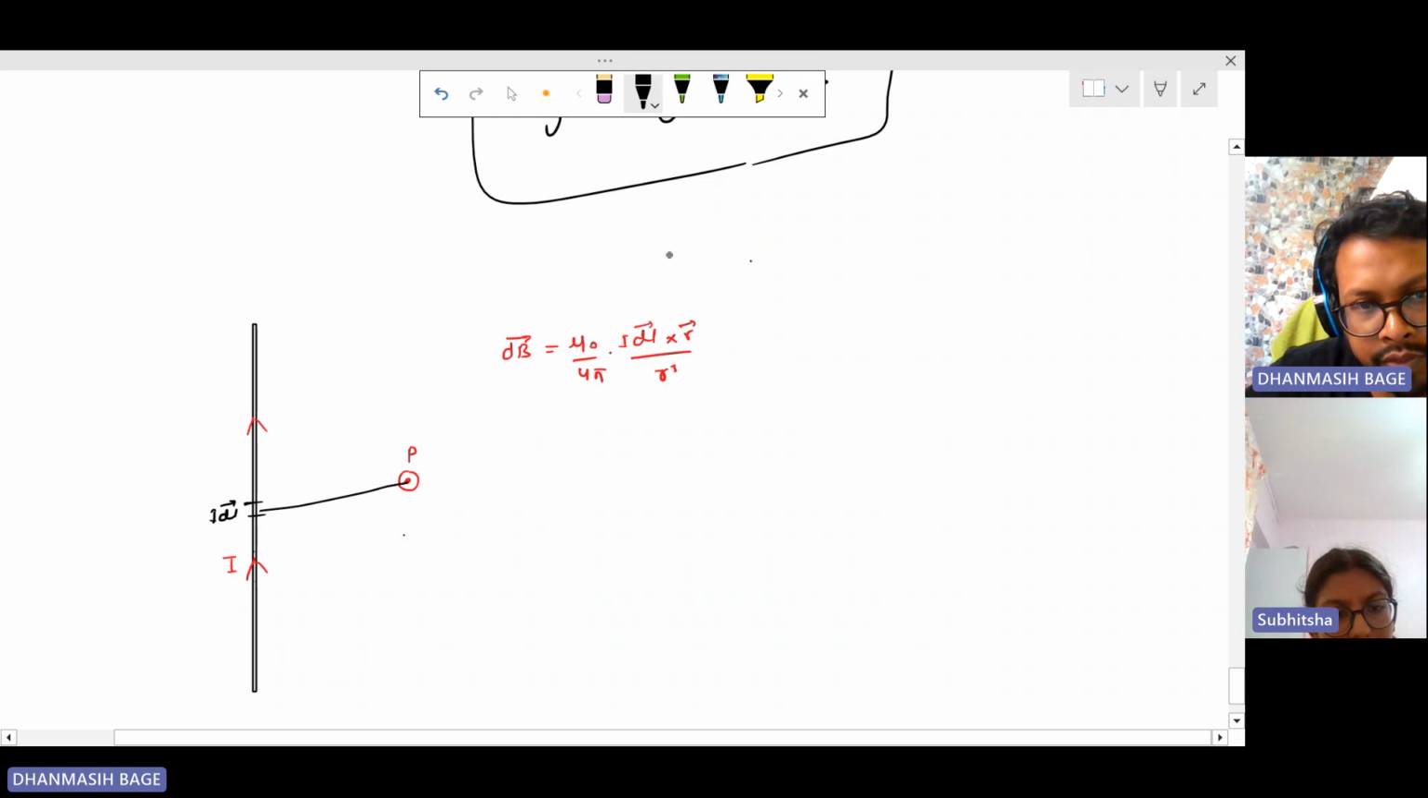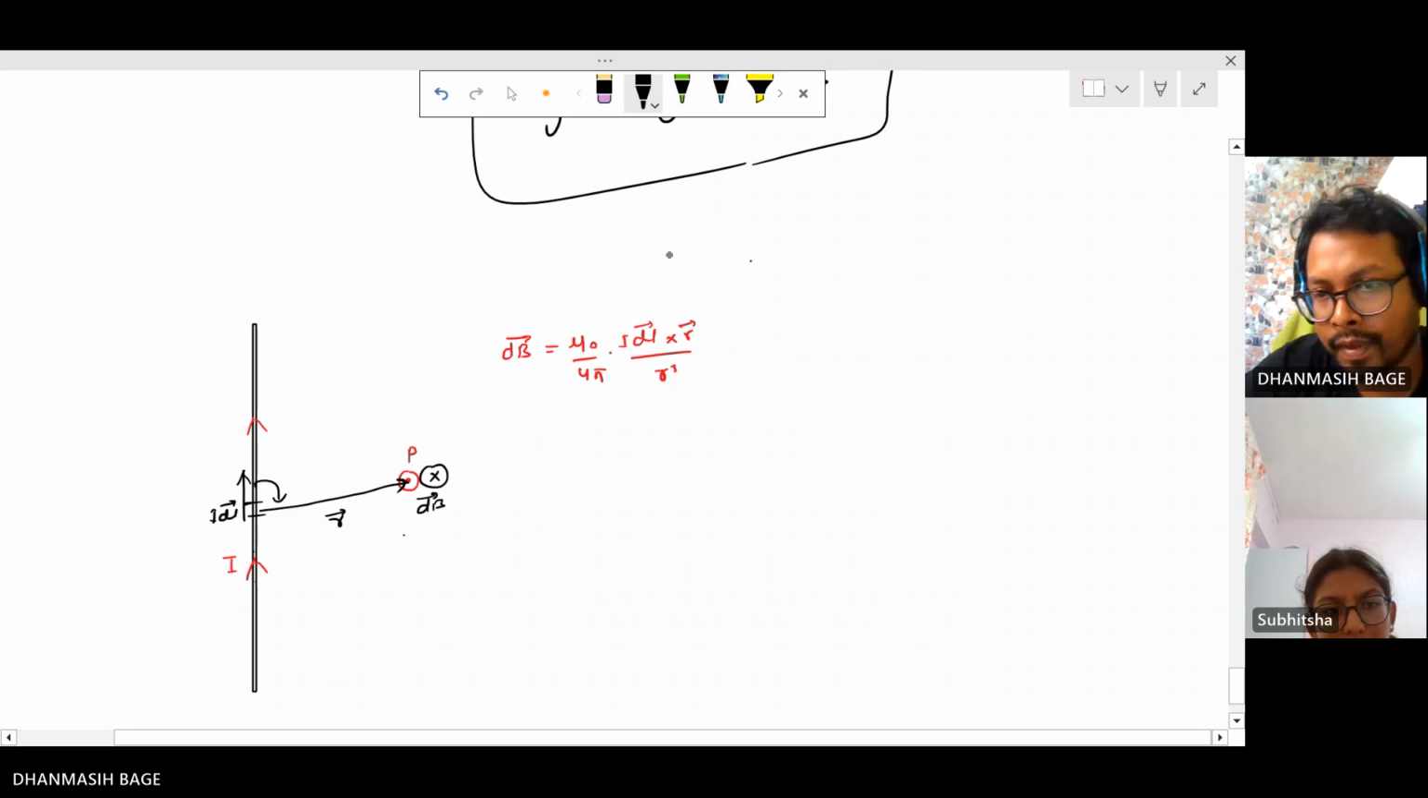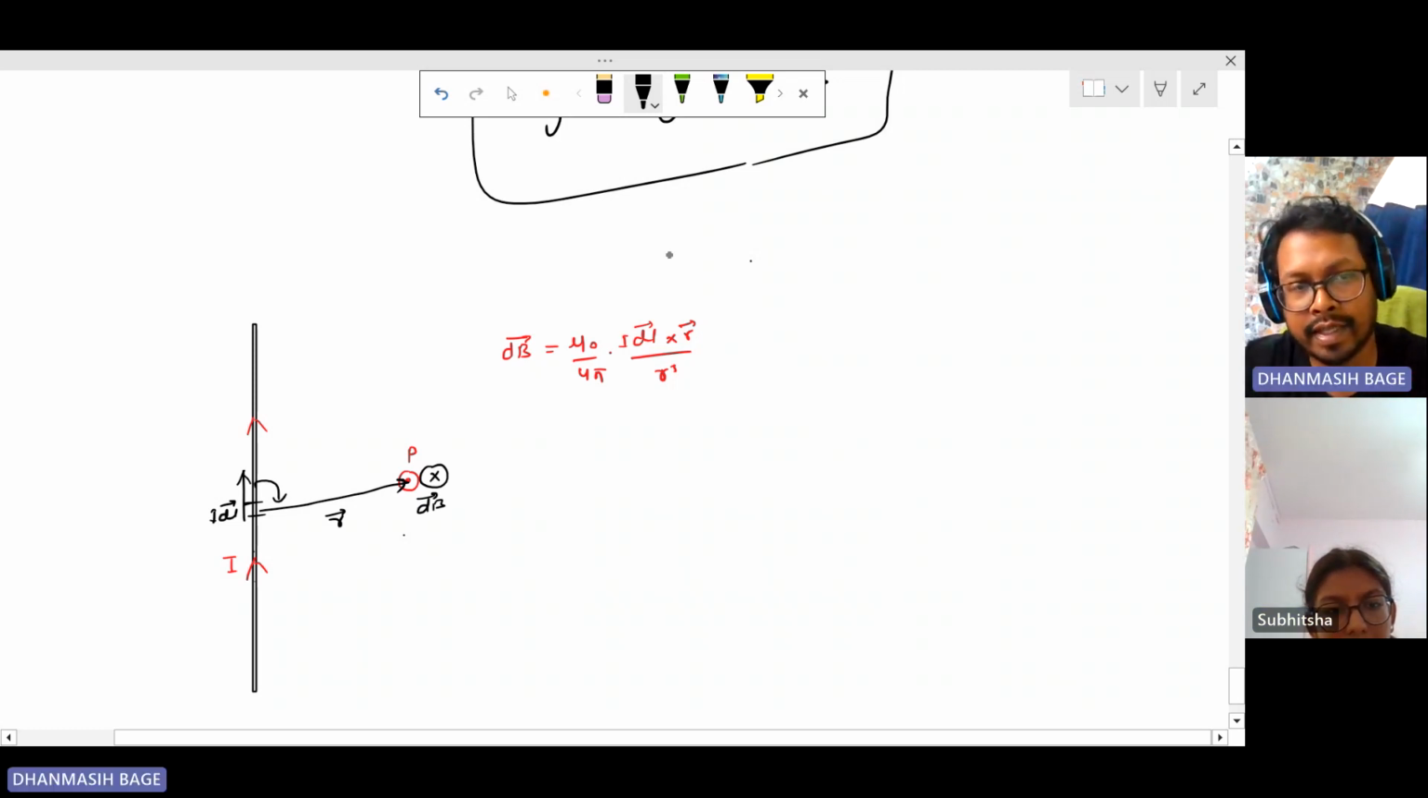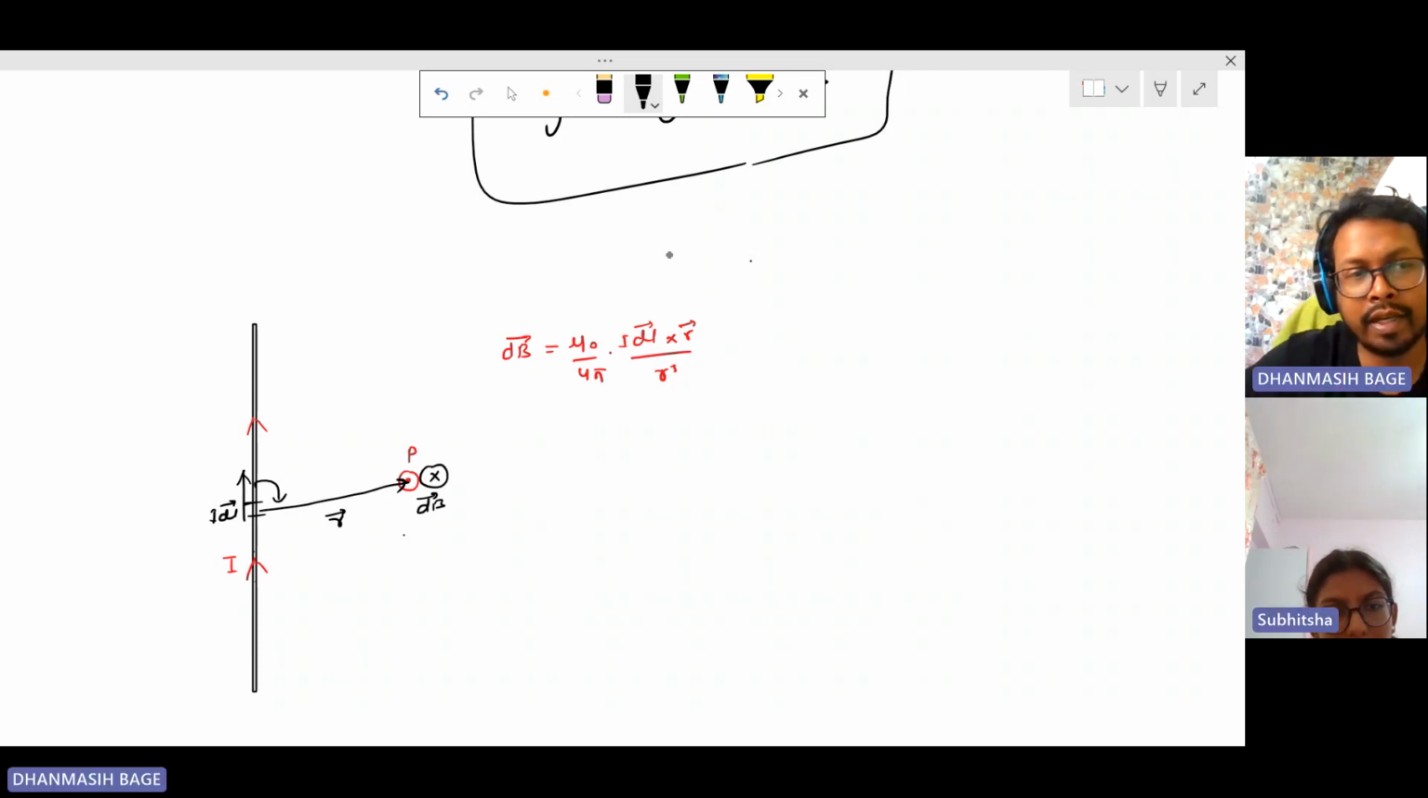Just calculate the position vector of this point. This is the position vector of this point. The I dl vector is in this direction, right? I dl cross r is inward, just coming inward. That is the dB vector. So if I integrate over this entire straight current carrying conductor, which we have to do, then we will easily figure out the direction of the net magnetic field at this point. Clear? Okay.